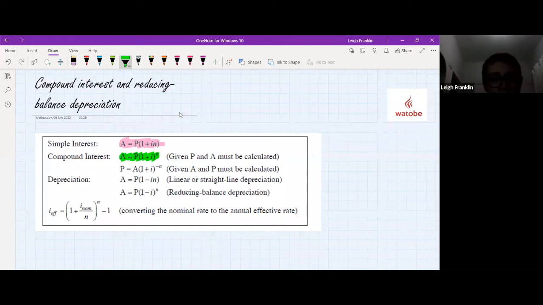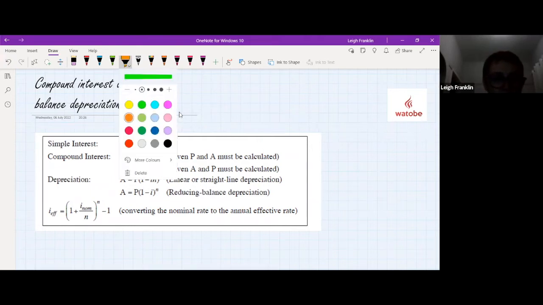So A equals P(1 plus i)^n. A is the accumulated amount, P is the principal or initial value, n is the number of times that it's compounded, and i is our interest rate. I'm sure you guys all know that.